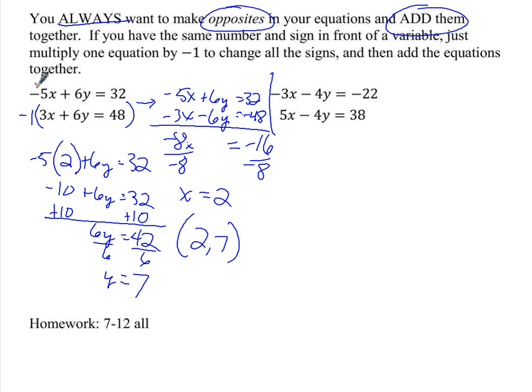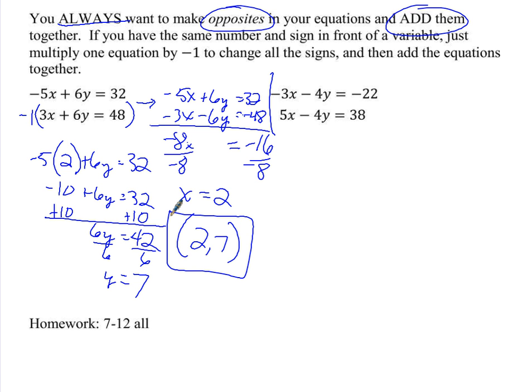So -5 times 2, -10, and then 6 times 7, 42. -10 plus 42? That is 32, so that one worked. Now we need the original equation here, not when we multiplied it by -1. So we have 3 times 2, which is 6, and then 6 times 7, which is 42. So 6 plus 42, is that 48? Yes. So because we checked it and it works, we know that that's the correct answer.